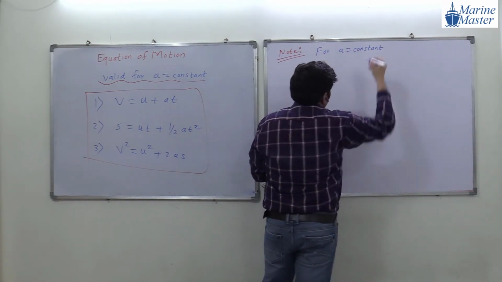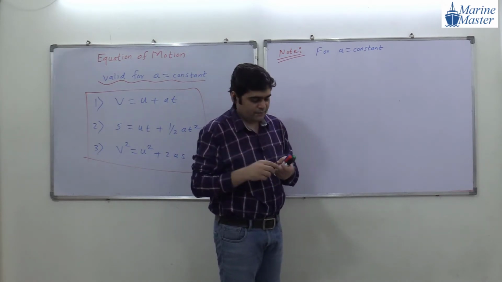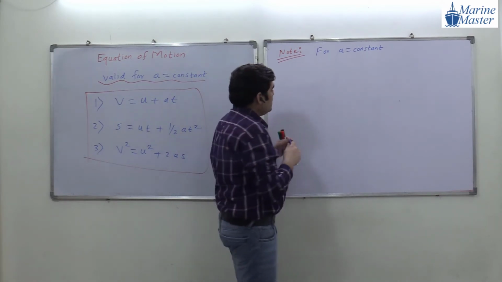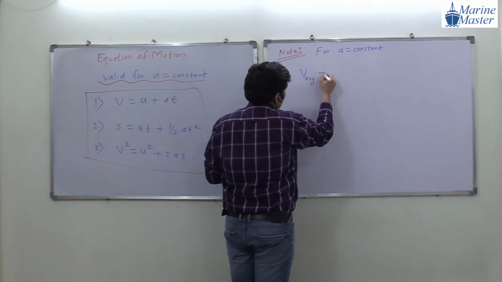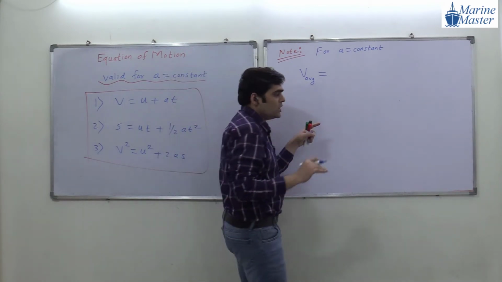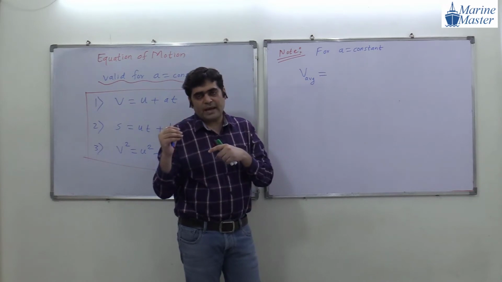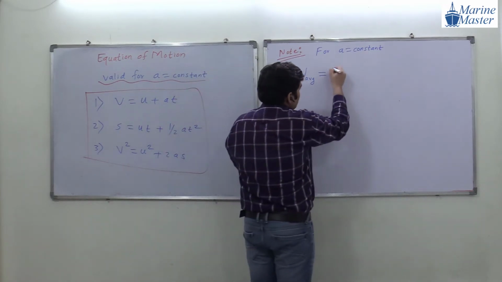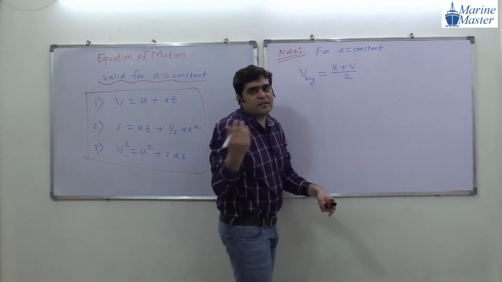If acceleration is constant, then we will have an average velocity. What will be the average velocity? V average will be equal to what, guys? Initial plus final divided by 2. So what is initial? U. What is final? V. By 2. Or in other words, what we can write?